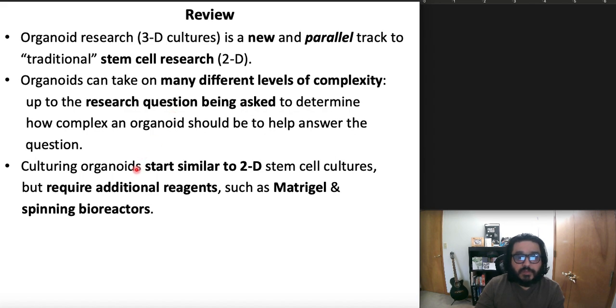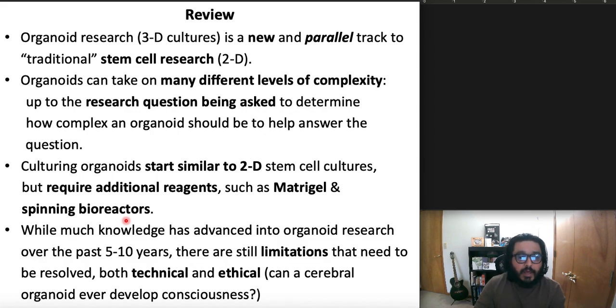Okay. In terms of the actual protocols or techniques, essentially organoids are very similar. They start similar to regular 2D stem cell cultures. You grow them in the same way as regular ESCs or iPSCs. But the two extra things that are needed are the Matrigel, the commonly used extracellular matrix, and then these bioreactors. After a week or 2 weeks, they have to be transferred to these bioreactors to keep all the cells, especially the ones in the center of the organoids, still alive.